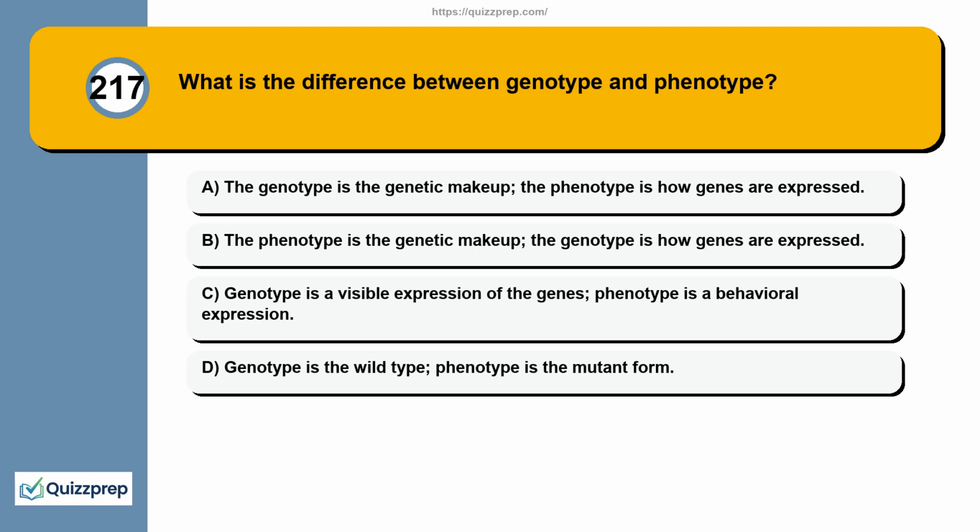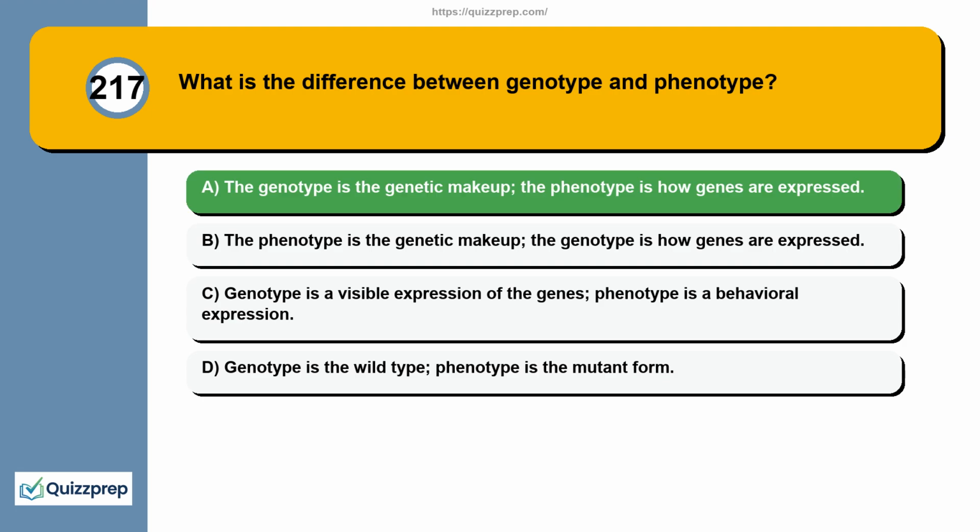Question 217. What is the difference between genotype and phenotype? Option A. The genotype is the genetic makeup, the phenotype is how genes are expressed. Option B. The phenotype is the genetic makeup, the genotype is how genes are expressed. Option C. Genotype is a visible expression of the genes, phenotype is a behavioral expression. Option D. Genotype is the wild type, phenotype is the mutant form. The correct answer is option A. The genotype is the genetic makeup, the phenotype is how genes are expressed.